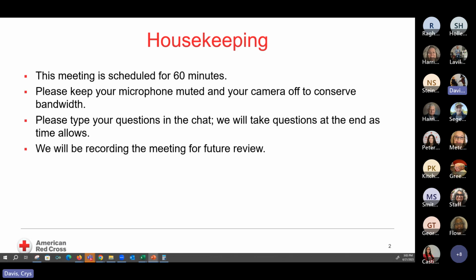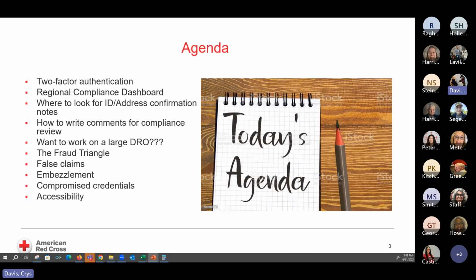We're going to talk about some types of fraud. We are going to talk about two-factor authentication, going to touch briefly on the compliance dashboard, where to look for ID and address confirmation notes, how to document your work, what to do if you want to deploy on a large DR. To be fair, all of our deployments are virtual. We're going to talk about the fraud triangle, 3 different types of fraud, and then we're going to touch very briefly on accessibility.